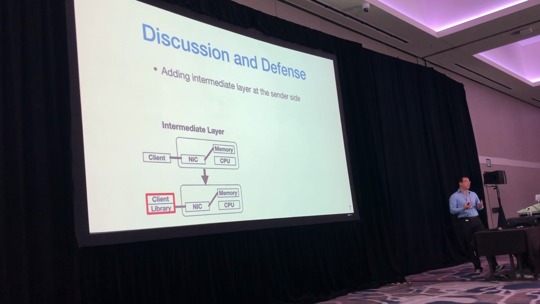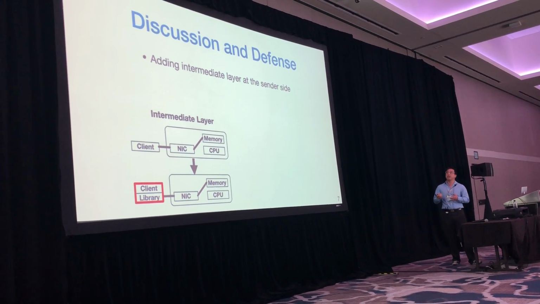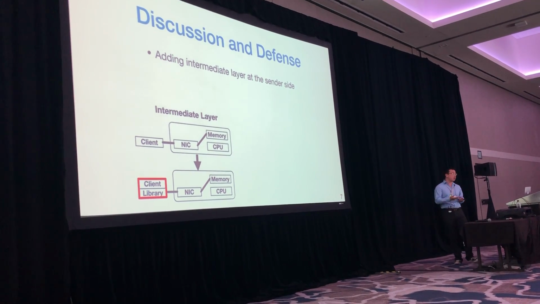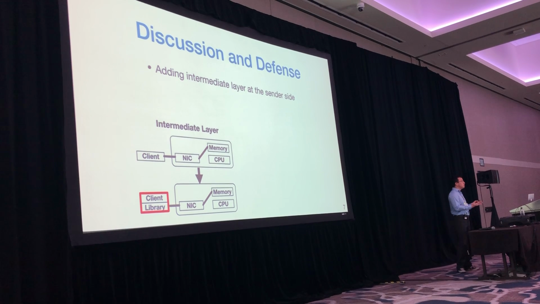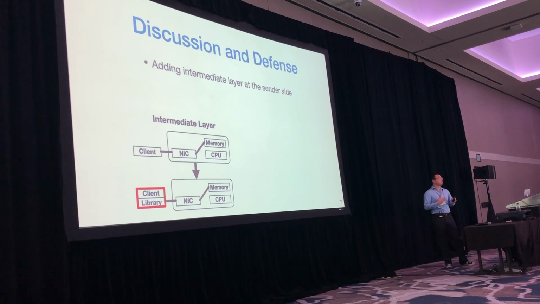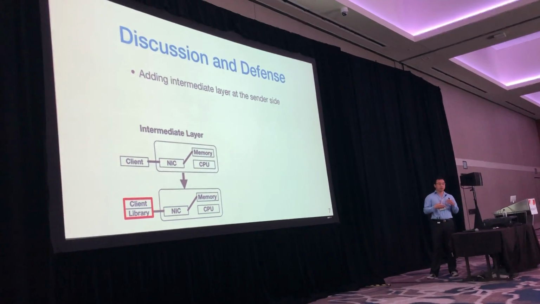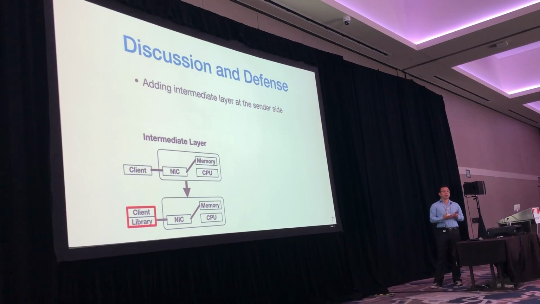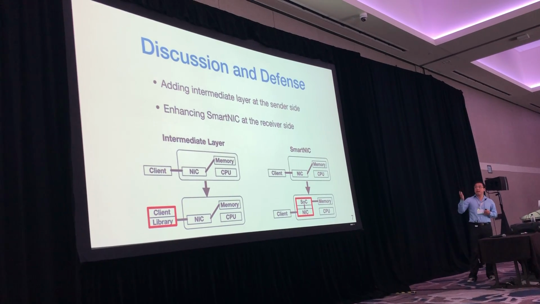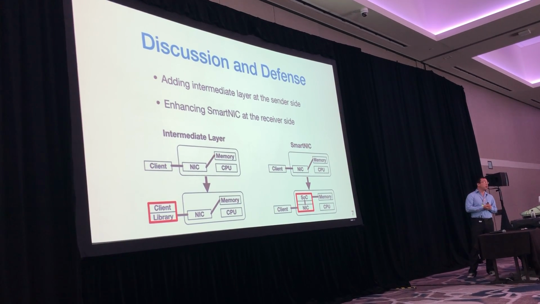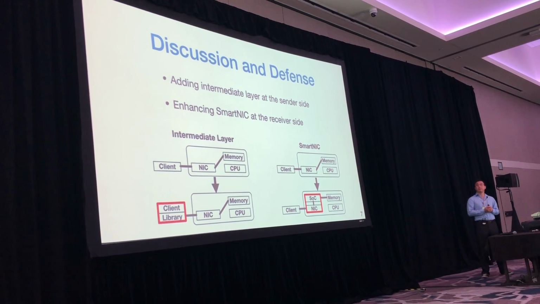So how do we mitigate these vulnerabilities? The first idea is to add an intermediate layer at the sender side. Because even with one-sided communication, the sender side CPU is still involved. Therefore, we could add an intermediate layer at the sender side to act as a monitor, to check the traffic for accountability. We could also enhance the smart NIC at the receiver side to handle all these things for the CPU.